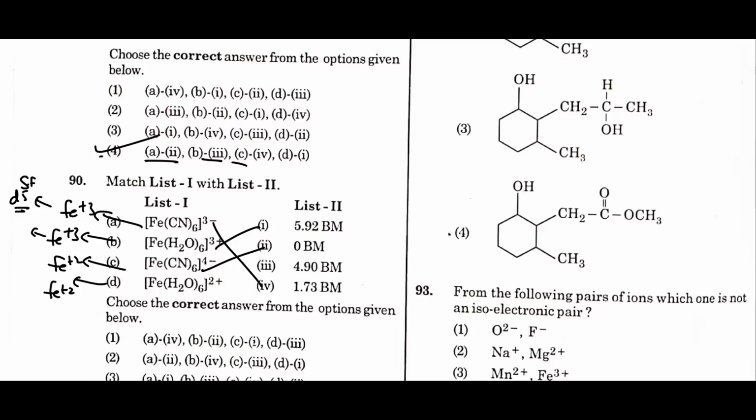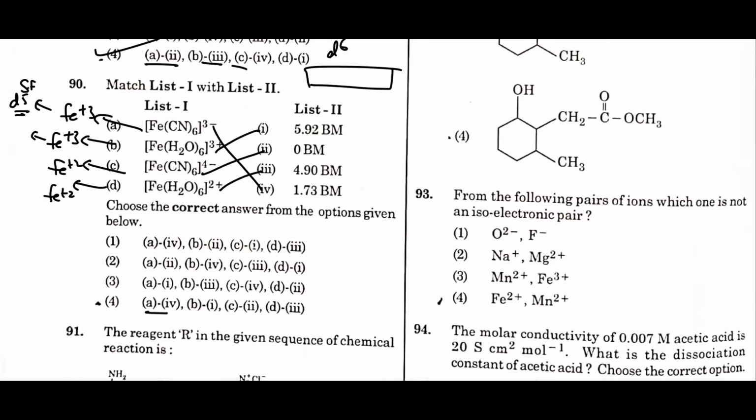And d6 with a weak ligand is having 2 unpaired electrons, right? d6 will be having 4 unpaired electrons. So 3, then 4, 1, and then 2, and last is 3. Option 4 is the correct answer.